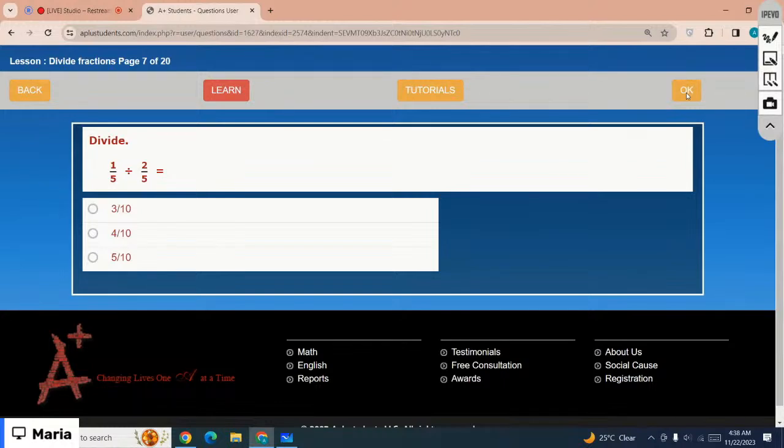1 over 5 divided by 2 over 5, which is the correct option? The correct option is, yes, that is 5 over 10. The last option is the correct option.